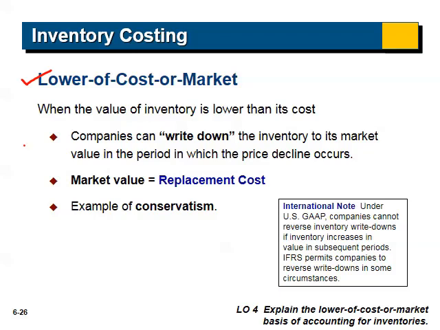And some companies can write down the inventory to its market value if the market value drops below cost. Market value meaning the replacement cost. Well, how much it would cost to go out and buy it if they had to replace that inventory. And that's an example of conservatism. We write it down. Now you cannot write it up, but you can write it down.